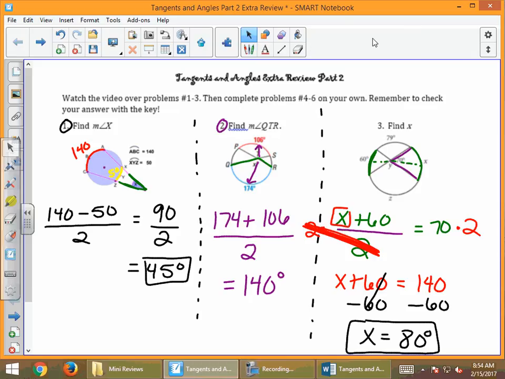So sometimes you have to find the arc, and when you do, you're just setting up an equation. Again, angle outside: big minus small, divide by 2. Angle on the inside: big plus small, divide by 2. And if the arc is missing, you just set up the equation and solve for that missing arc. Go ahead and try 4 through 6 on your own.